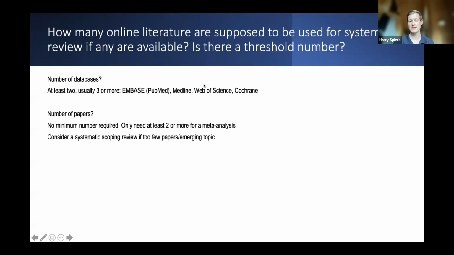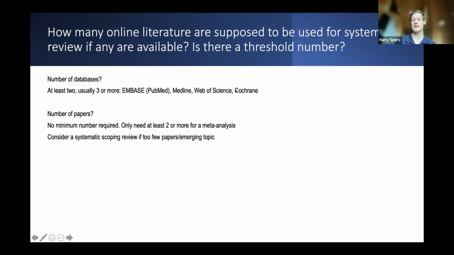And then Web of Science is a platform that will capture pretty much everything on Embase and Medline, and it will add on anything else that you might have missed or that might be on other resources elsewhere. So those are the 3 that I always use.